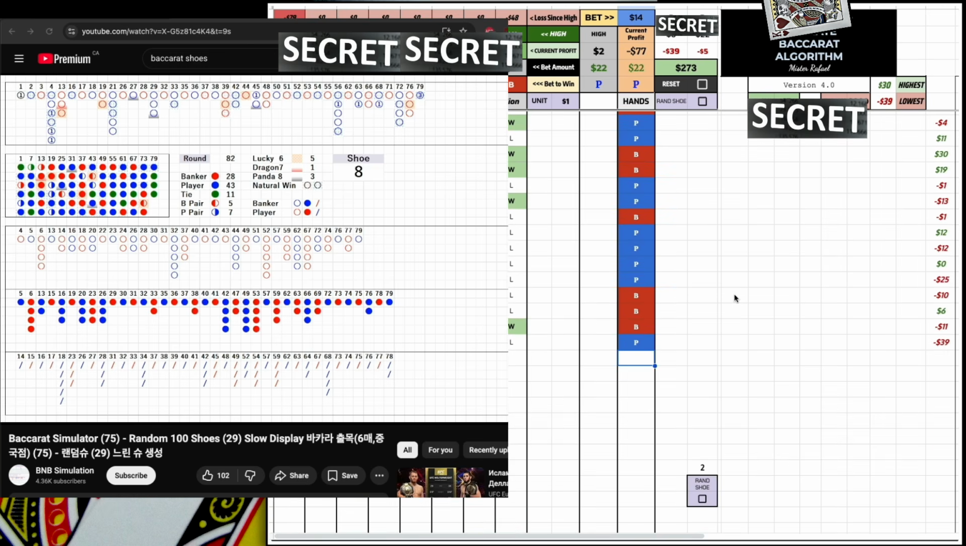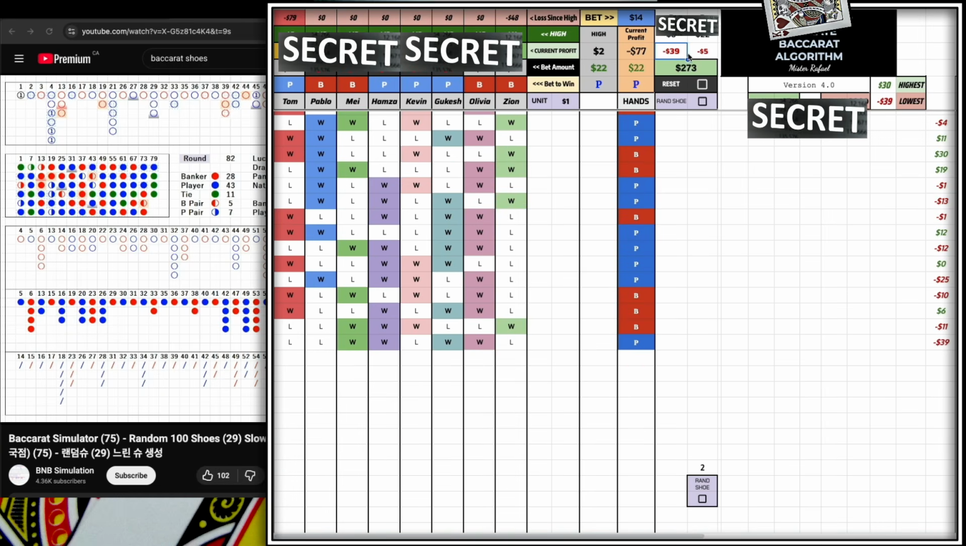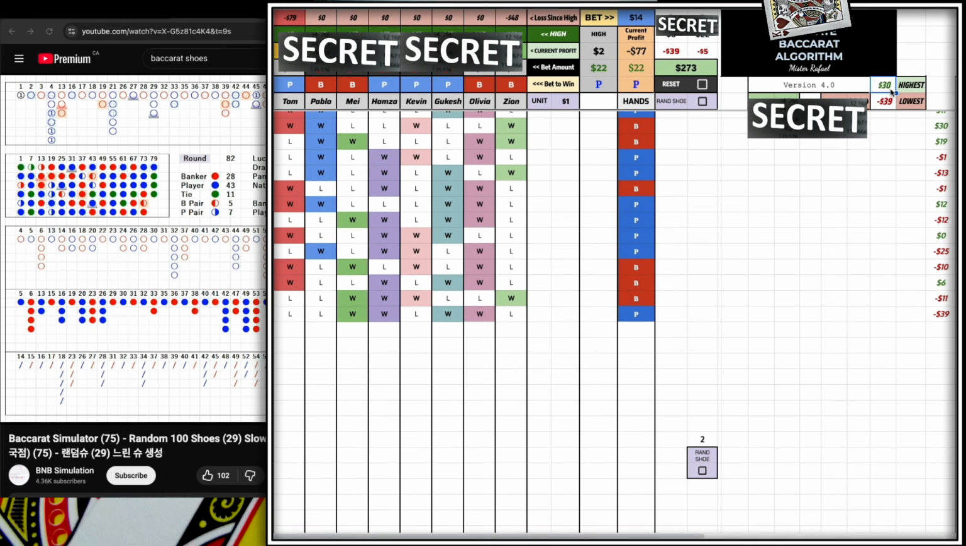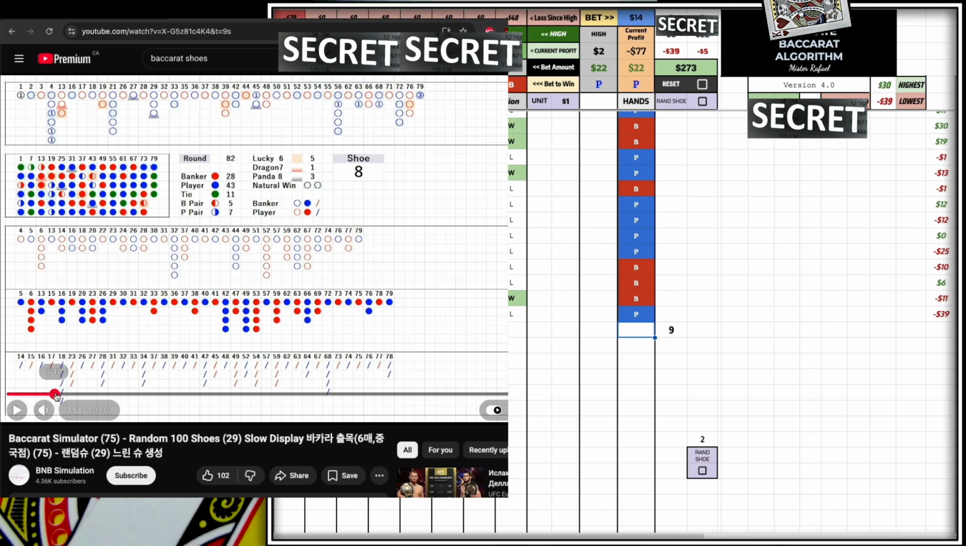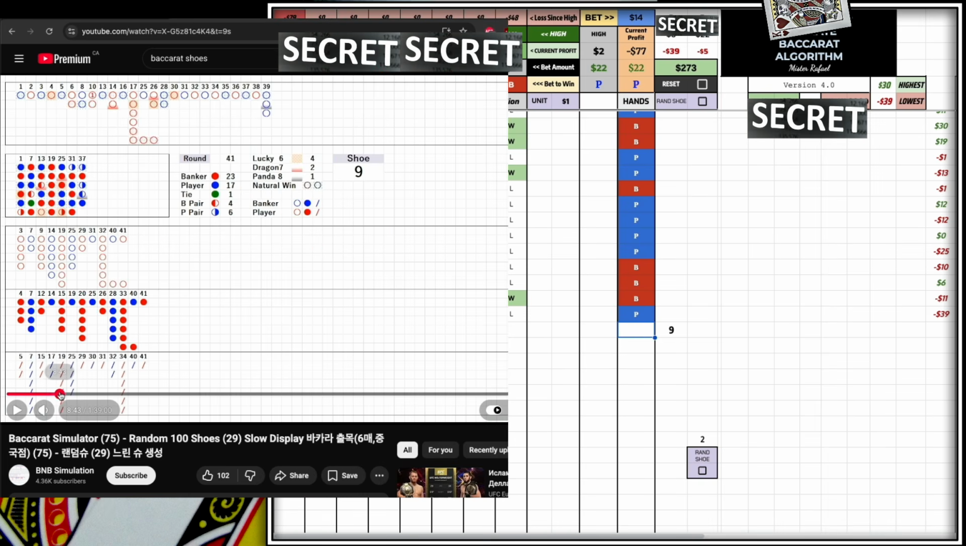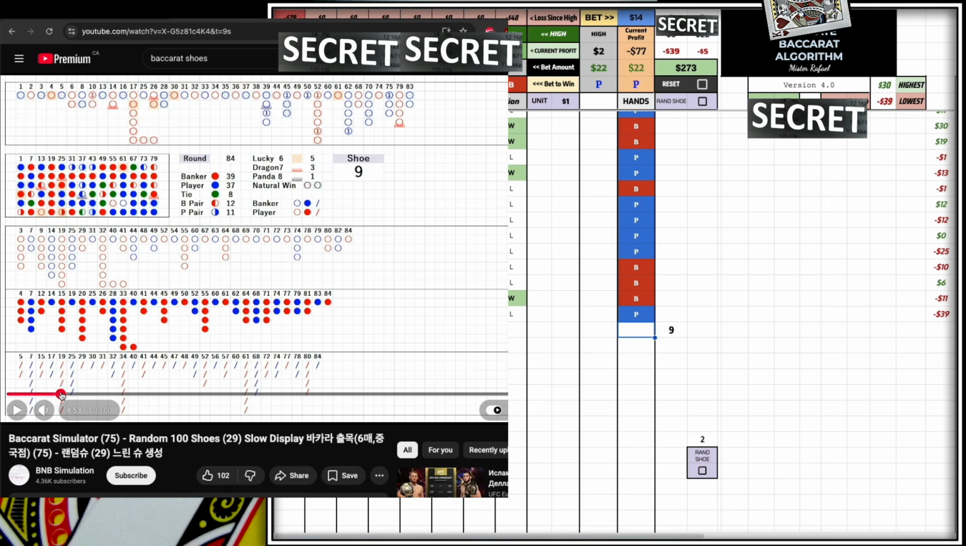All right, that is shoe number 8, currently sitting at minus $39, which is the biggest drawdown of the session. Highest was $30. Next shoe will be shoe number 9. We'll start it from here. Let's skip. All right, this is shoe 9.